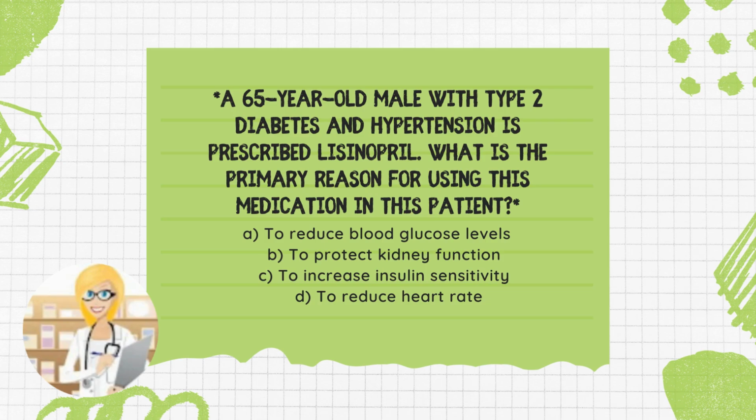a 65-year-old male with type 2 diabetes and hypertension is prescribed lisinopril. What is the primary reason for using this medication in the patient? A. To reduce blood glucose levels. B. To protect kidney function. C. To increase insulin sensitivity. And finally, D. To reduce heart rate.